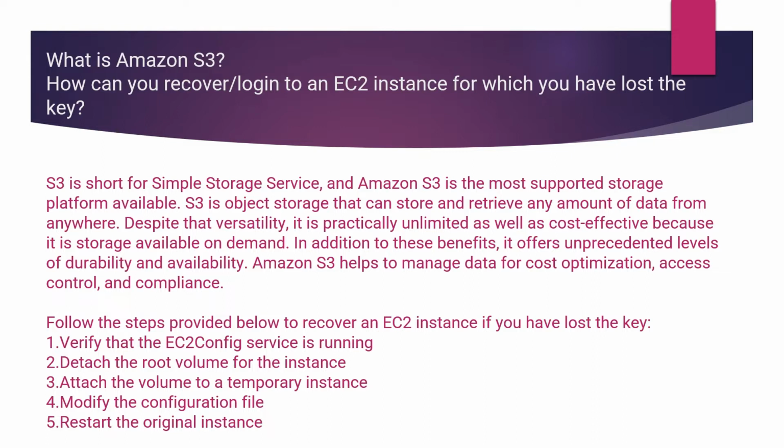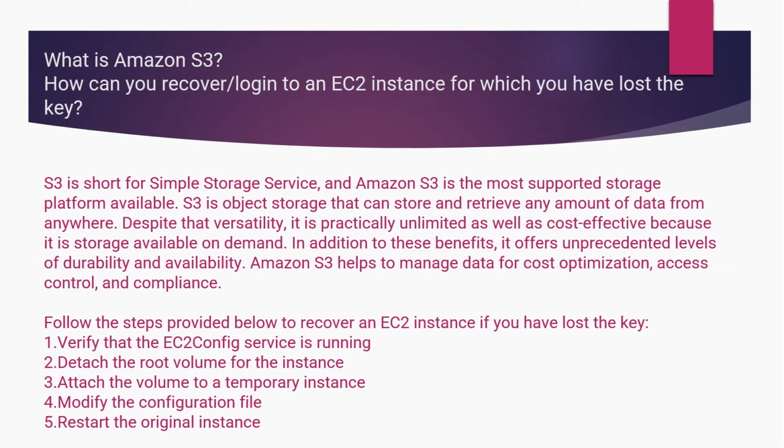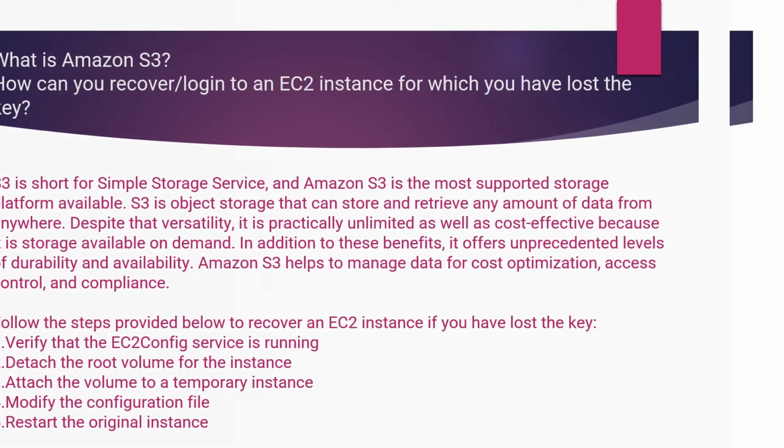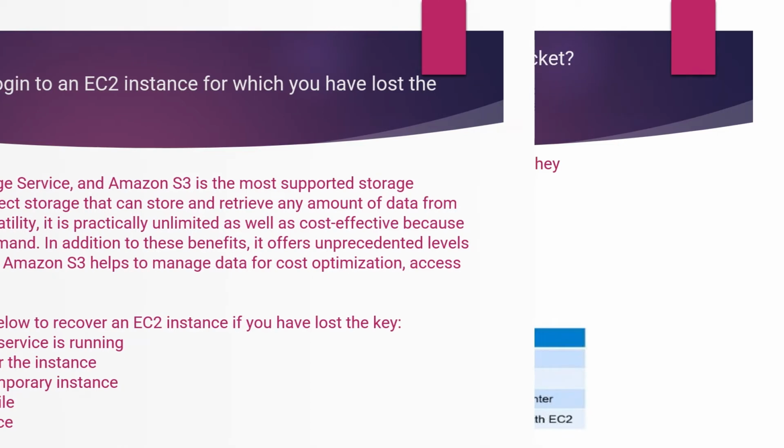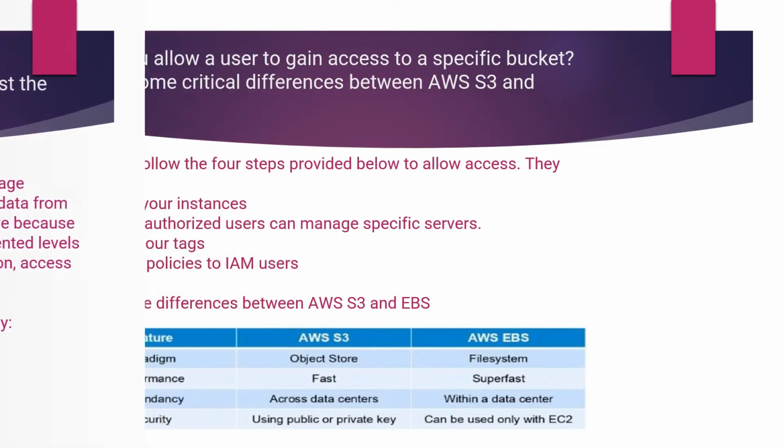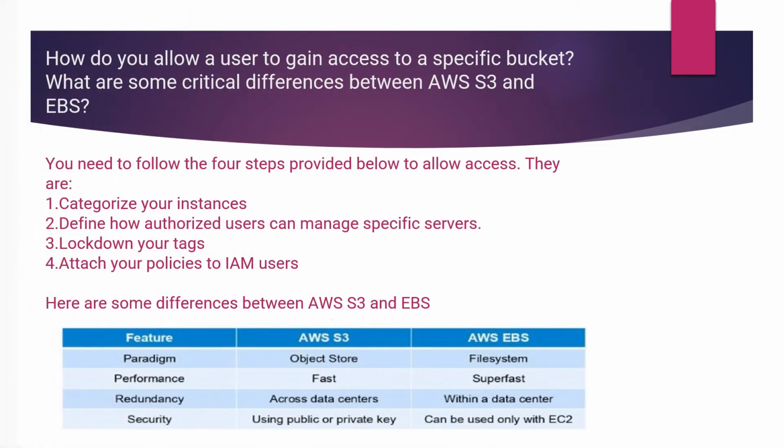31. What are some critical differences between AWS S3 and EBS? Here are some differences between AWS S3 and EBS. Feature differences. 32. How do you allow a user to gain access to a specific bucket? You need to follow the 4 steps provided below to allow access. They are: categorize your instances. Define how authorized users can manage specific servers. Lock down your tags. Attach your policies to IAM users.